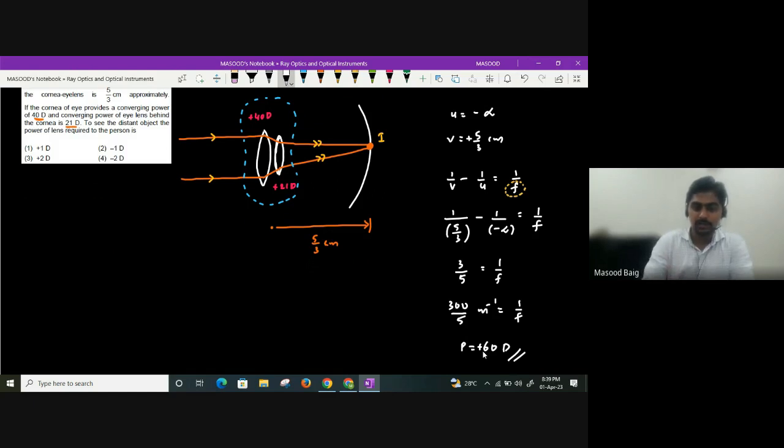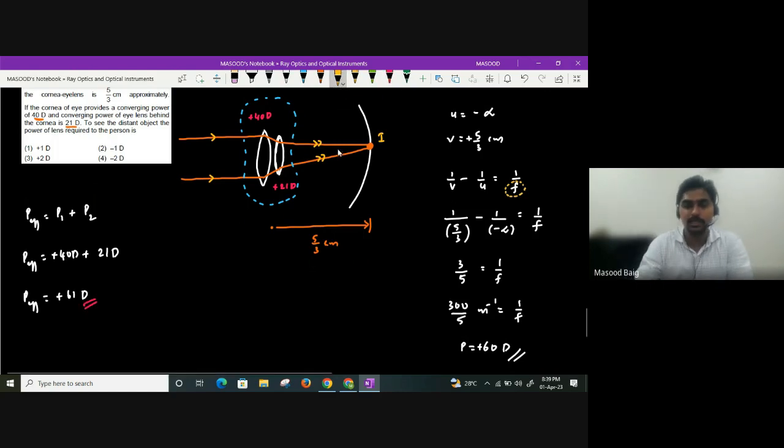Now I will take these two. What is the effective power? Because they are connected in combination with each other, I will get the sum of individual powers. So plus 40 diopters plus 21 diopters gives plus 61 diopters. So I have more converging power. When more converging power is there, the image will be formed in front of the retina. It will not be formed on the retina.